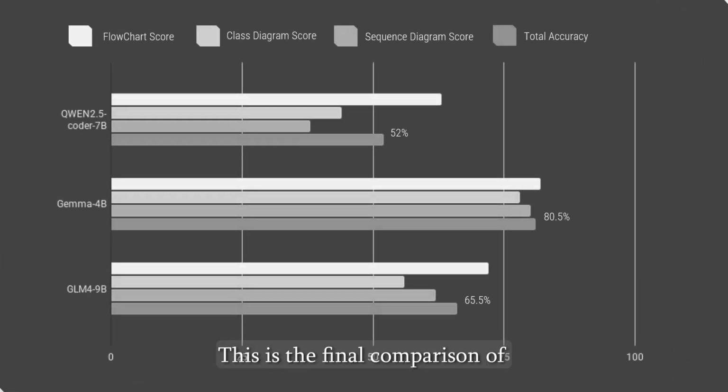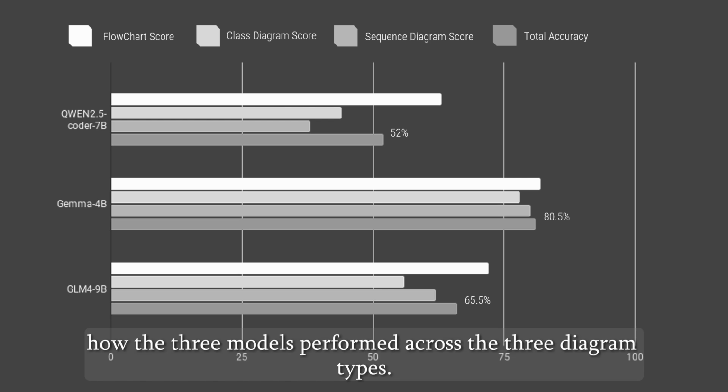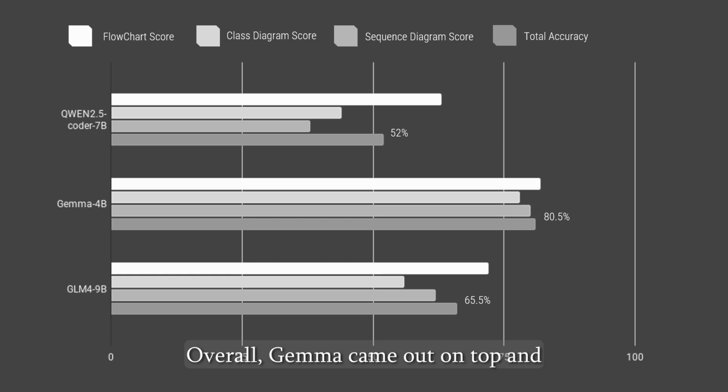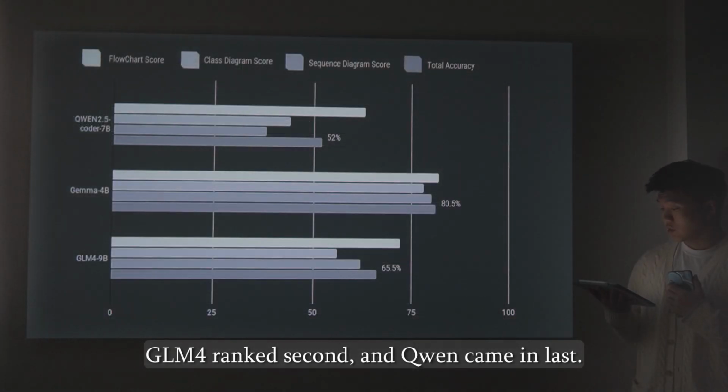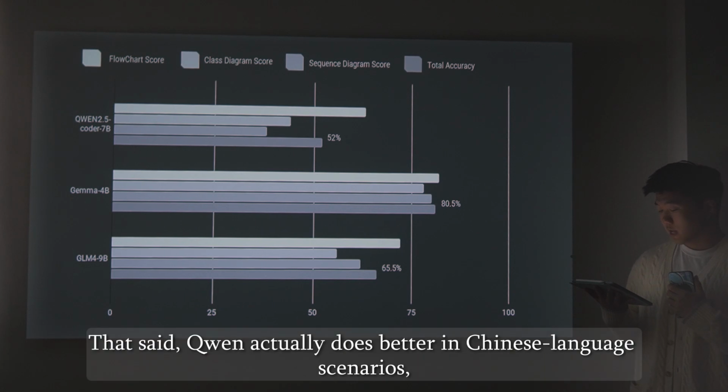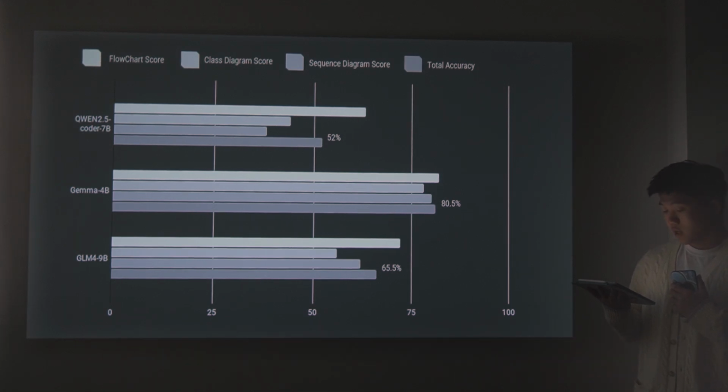This is the final comparison of how the three models perform across the three diagram types. Overall, Gemma came out on top and best meets our system's functional needs. GLM4 ranked second, and Qianwen came in last. That said, Qianwen actually does better in Chinese language scenarios, so it still has its strengths.